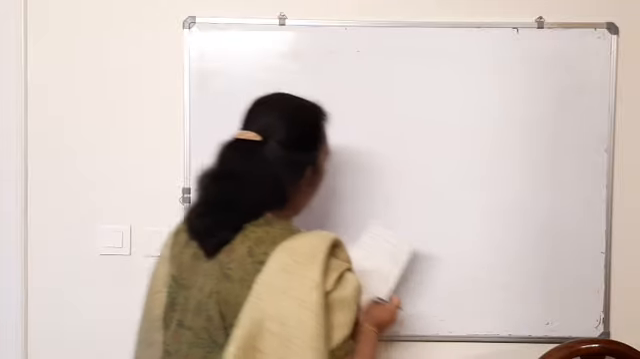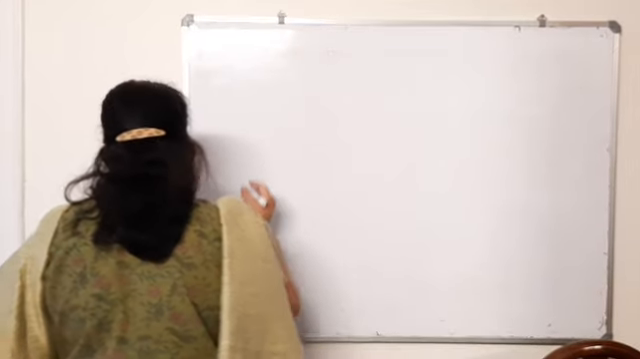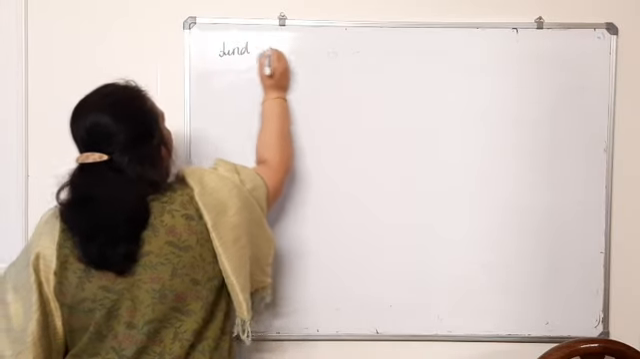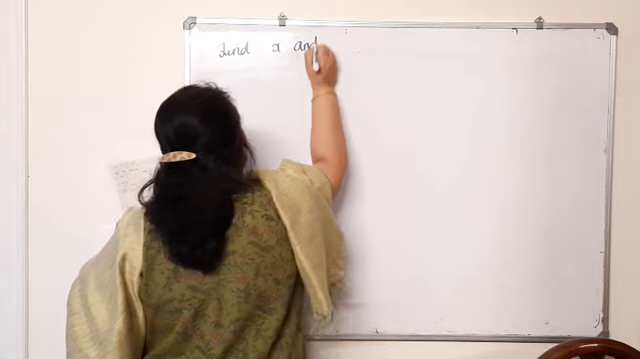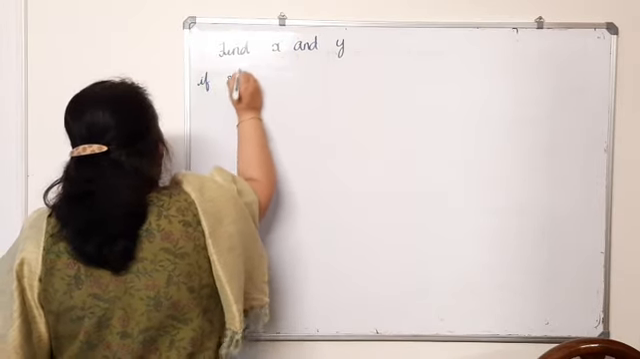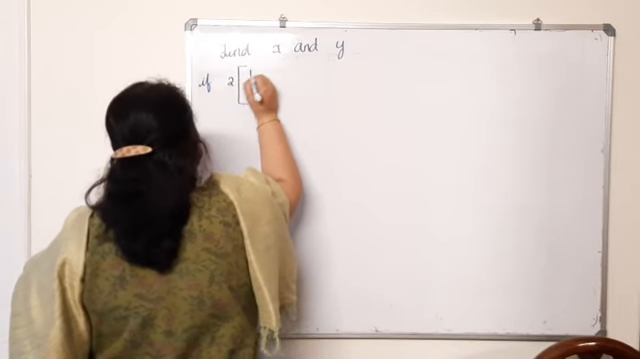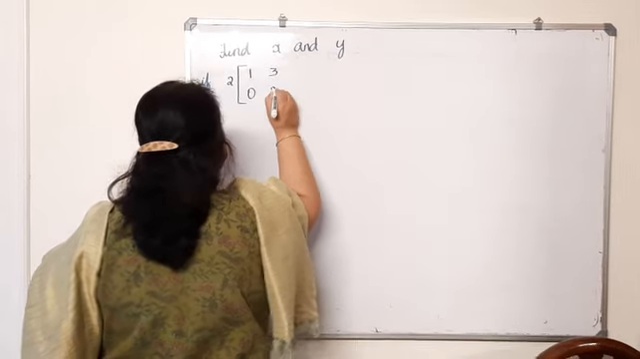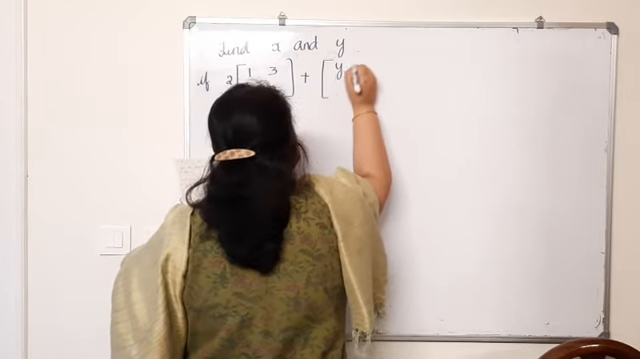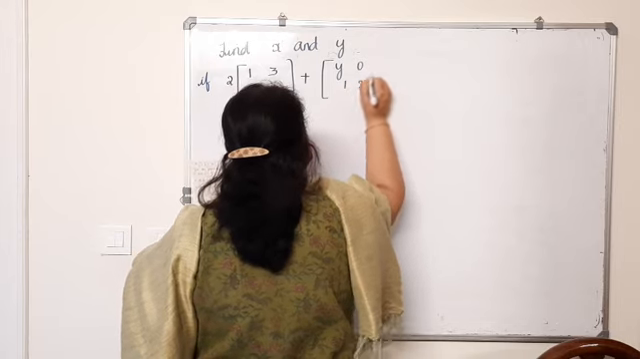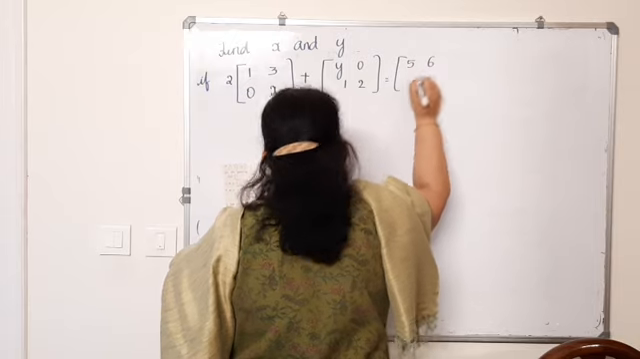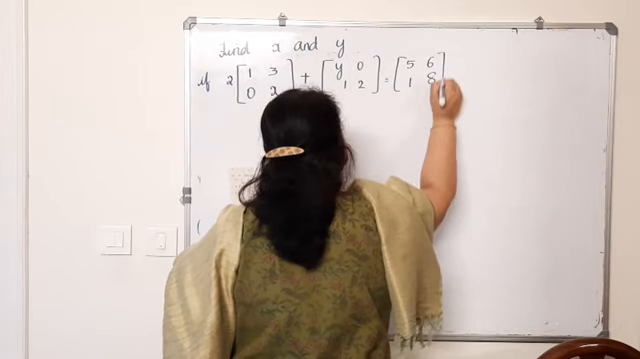Next one, find x and y. Find x and y, small letters x and y, if 2 into matrix 1 3 0 x plus matrix y 0 1 2 is equal to matrix 5 6 1 8.